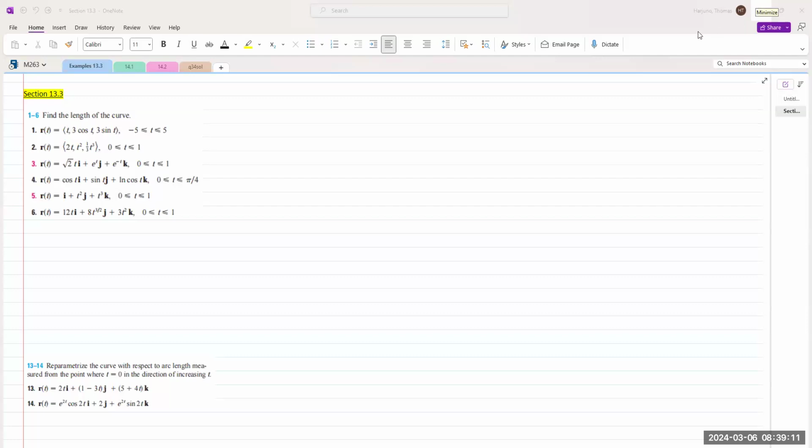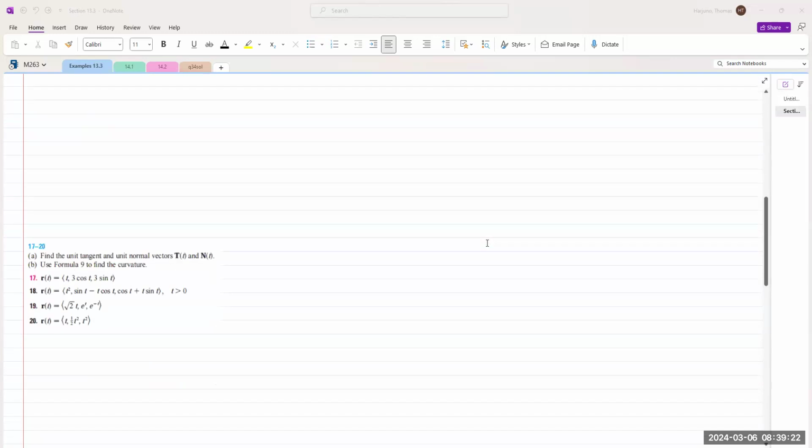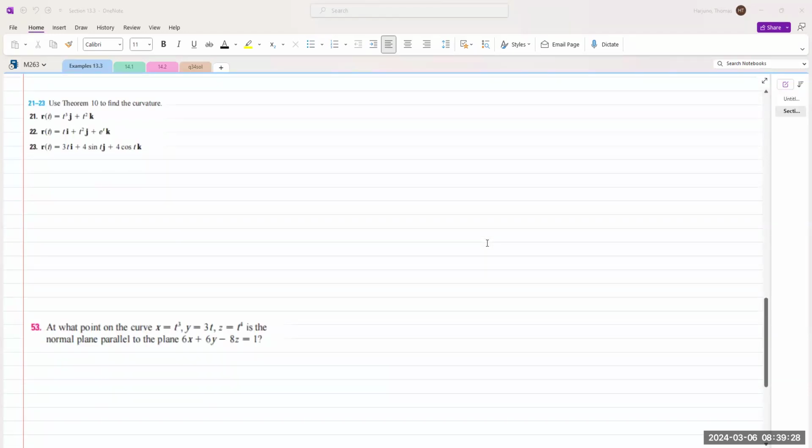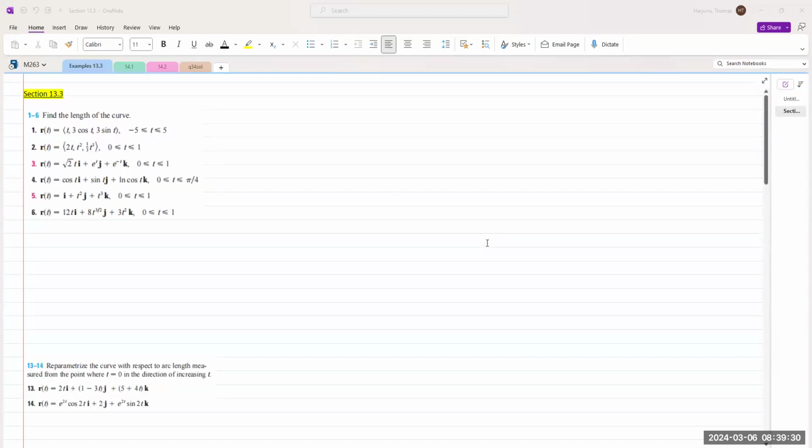This time we work on section 13.3 on the arc length and then curve reparameterization, unit tangent, unit normal, and curvature. Okay, let's start doing this. You will see most of them here is actually applying formulas, and it tends to be procedural.